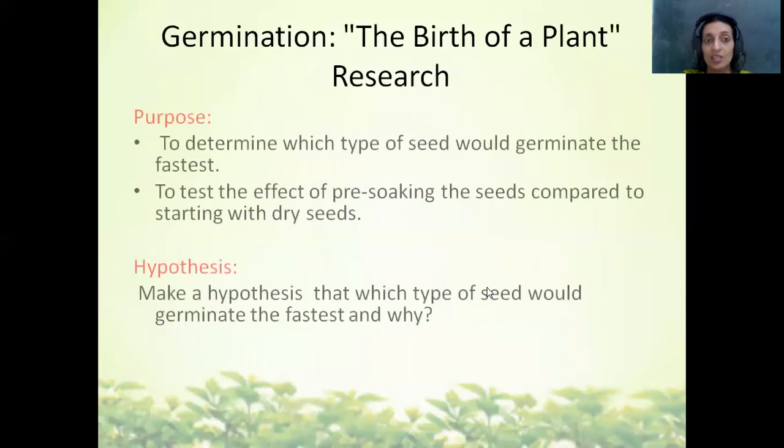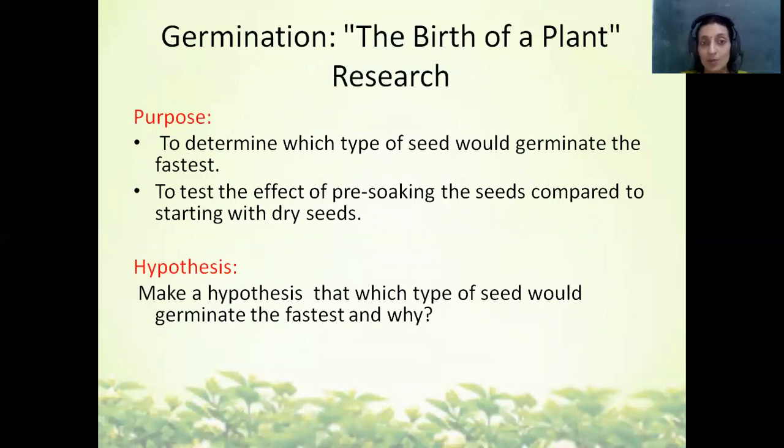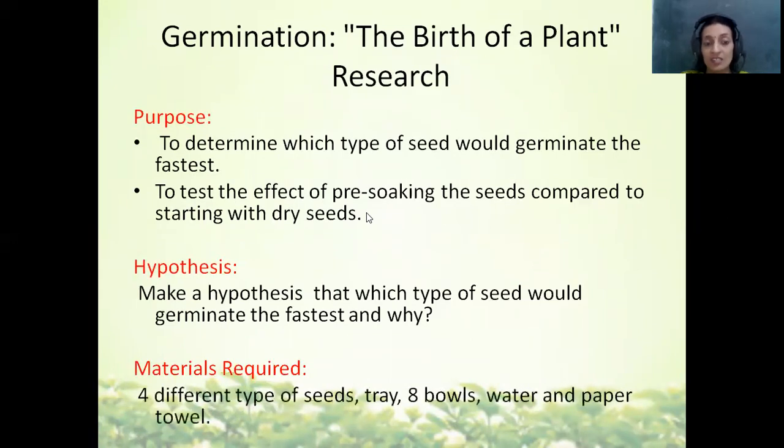Now, I would like you to do one research activity. The purpose of that research is to determine which type of seed would germinate the fastest. For that, first you have to make a hypothesis about which type of seed would germinate the fastest. You require some materials: different types of seeds, you can use 3 or 4 types, bowls, water, and paper towels or a cotton cloth.